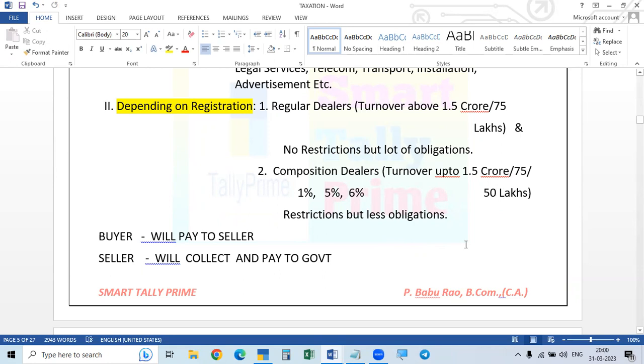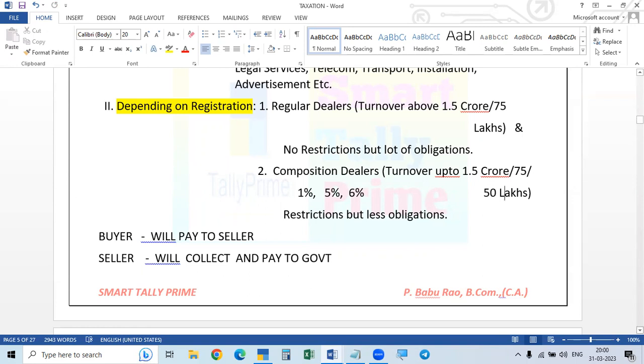Not only composition dealers, but also those dealing in exempted goods, meaning no tax, are not charging any tax. They have to issue only a bill of supply. Understand? Only a bill of supply they have to give. Okay.